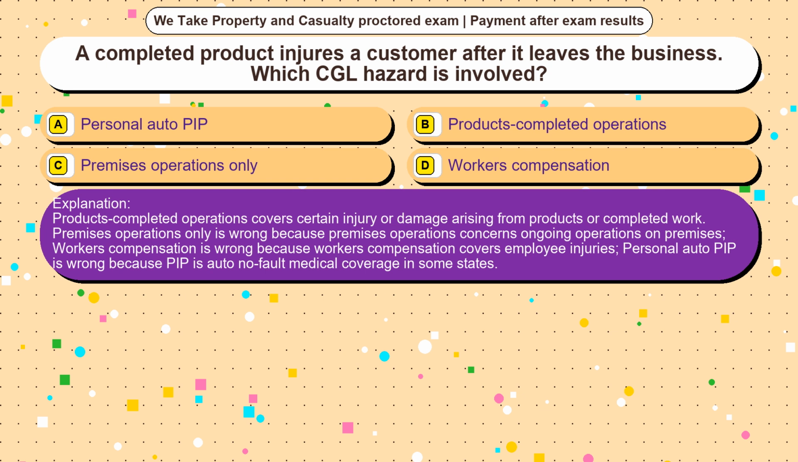Premises operations only is wrong because premises operations concerns ongoing operations on premises. Workers' compensation is wrong because workers' compensation covers employee injuries. Personal auto PIP is wrong because PIP is auto no-fault medical coverage in some states.